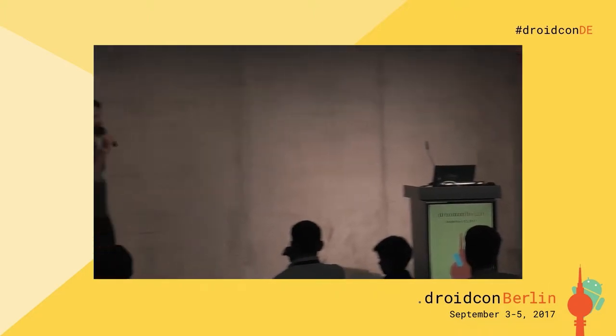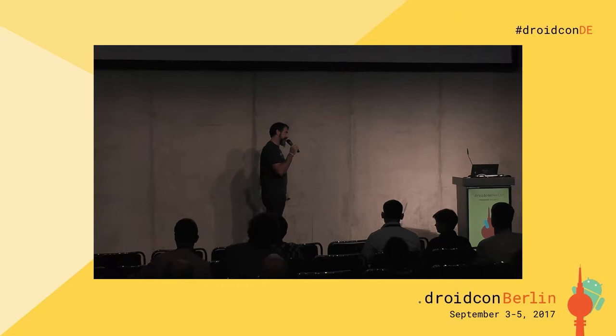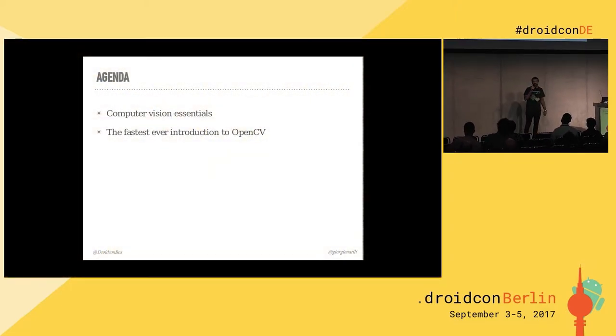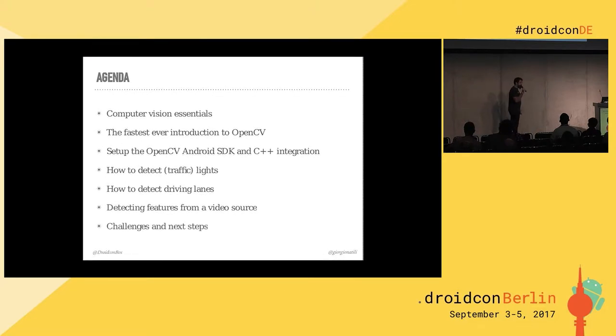Today, we're going to talk about computer vision, briefly, of course. We'll do the fastest ever introduction to OpenCV, and we'll discover how to set up OpenCV and the Android SDK, and we'll start to detect traffic lights, detect driving lanes, and why not, detect features from a video search, and understand which are the challenges and next steps of this pilot.